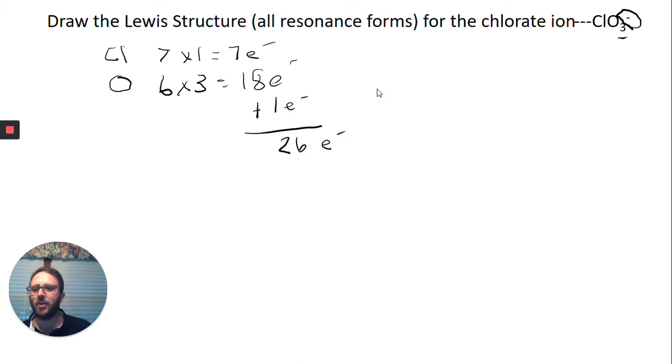On a side note, if I were to have a positive charge, I would have subtracted electrons. And you always need to take into account the magnitude. So in this case, we had a -1 charge, so we added 1 electron. If the ion had a -2 charge, we would have added 2 electrons.